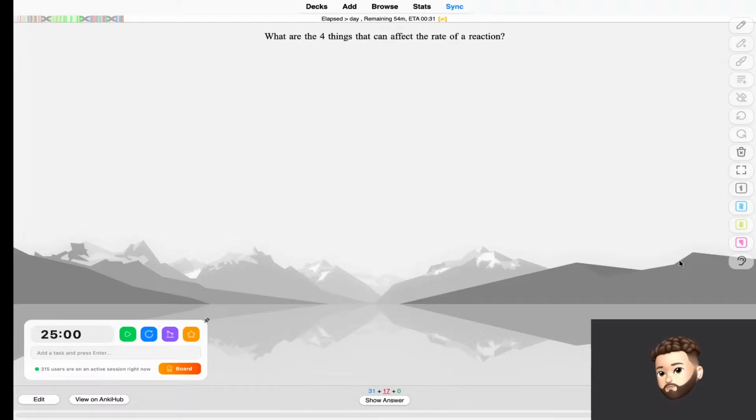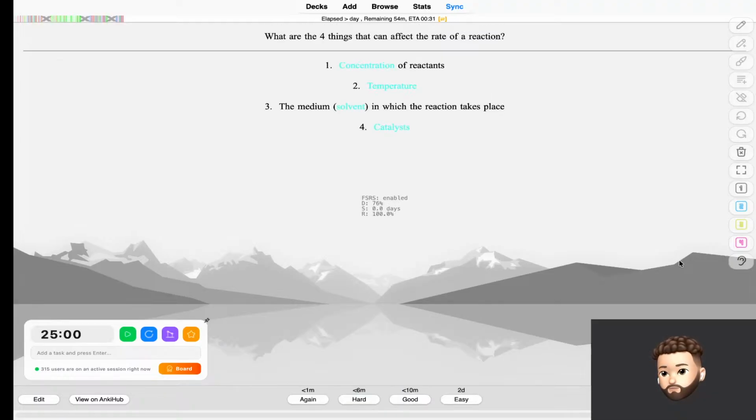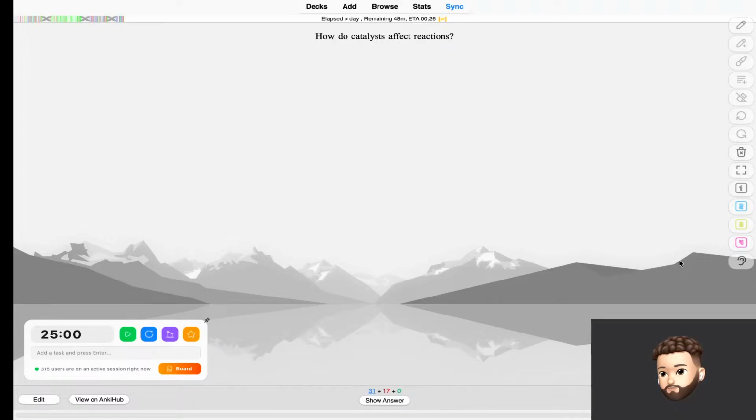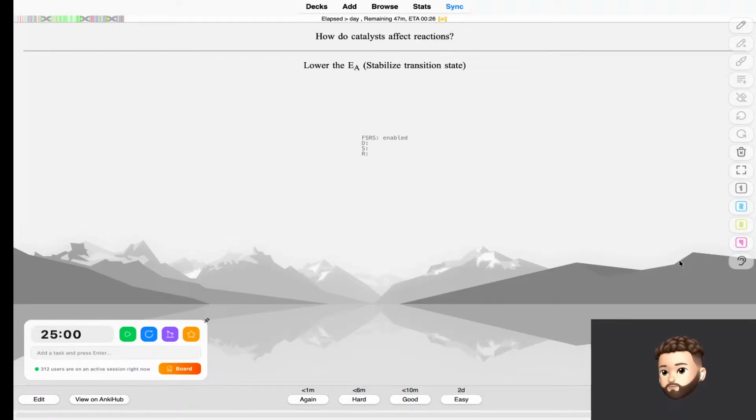What are the four things that can affect the rate of a reaction? The temperature, solvent, concentration, and catalysts. Endergonic. How do catalysts affect? They reduce the activation energy, bro. Like, okay.